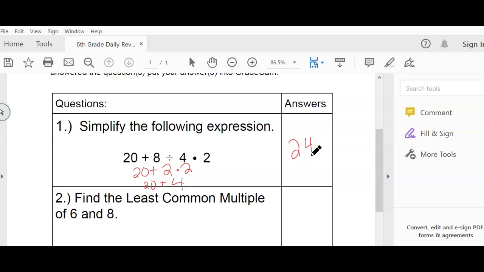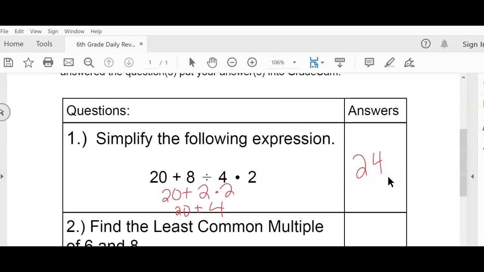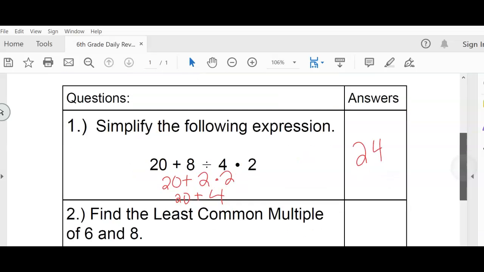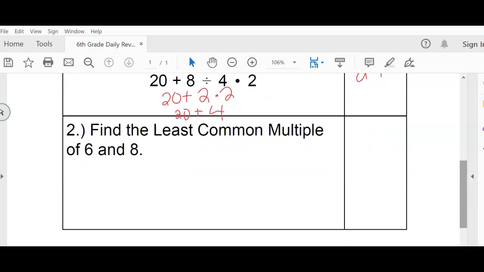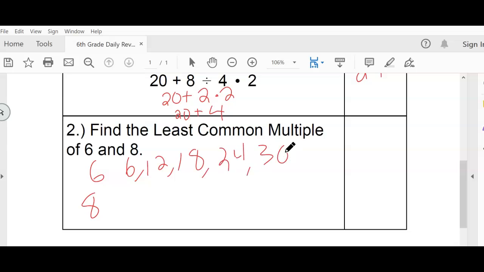Find the least common multiple of 6 and 8. What is one method you can use to solve this? Also known as LCM. Maddie. If you write down 6 and 8, and then you start writing down multiples. Good. So this is listing the multiples of 6 and 8. 6 times 1 is 6. 6 times 2 is 12. 6 times 3 is 18. 6 times 4 is 24. 6 times 5 is 30.